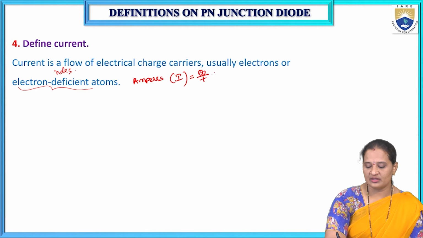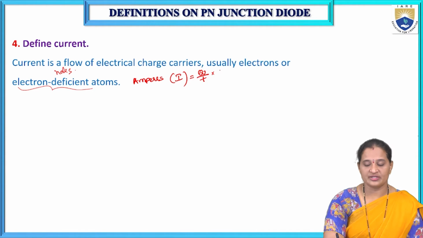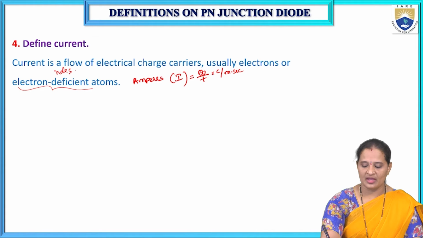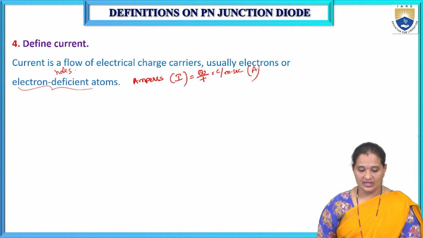We can also define the units as coulombs. What are the units for charge? That is coulombs per second. So these are the units. Or else we can also measure this current in terms of amperes. So this is current.